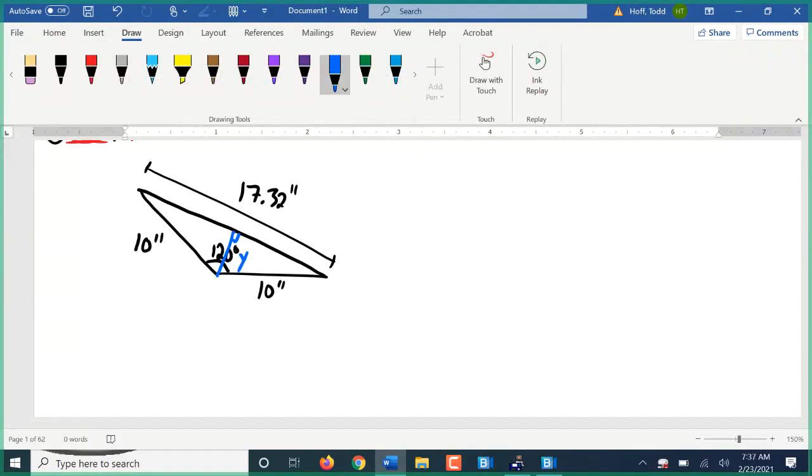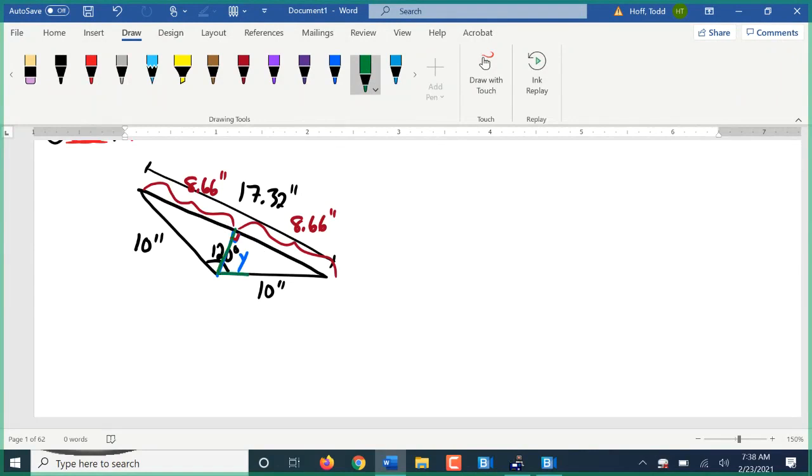Well, being an isosceles triangle, an isosceles obtuse triangle in this case, if we draw in that altitude at a right angle, we know that that cuts this in half. Half of 17.32 is 8.66 inches. So we've got 8.66 inches in each of those places.